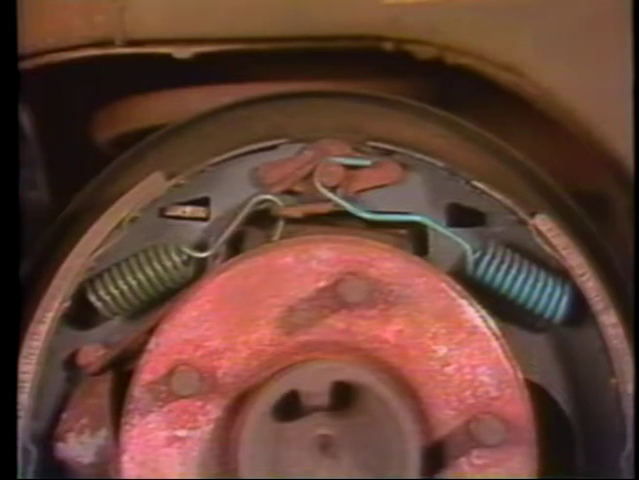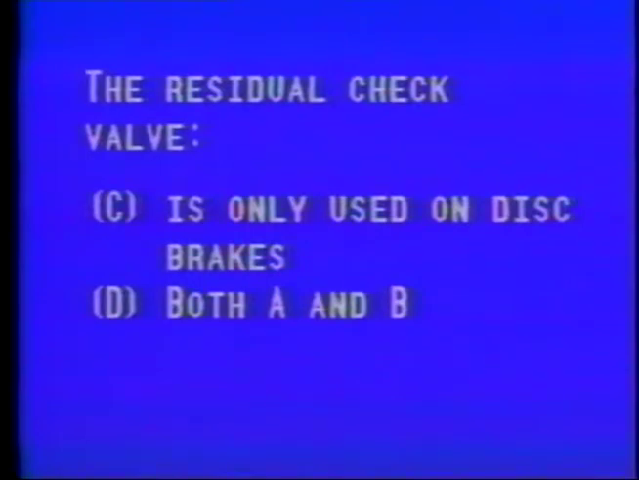The brake shoe return springs, which are capable of exerting approximately 50 psi, overcome the residual pressure and prevent the shoes from dragging. If a residual check valve was inadvertently used on disc brakes, they would drag. So the correct answer is response D.